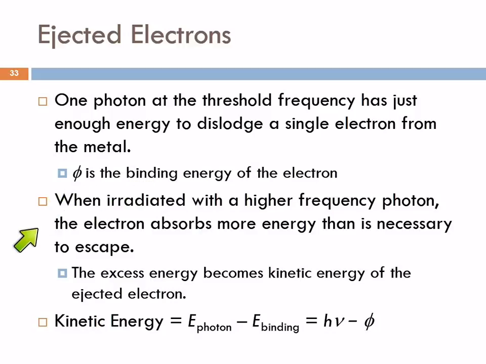So if we irradiate this metal with a higher frequency, the electron's going to absorb more energy than is necessary to escape, but it's still going to escape. What happens to the extra energy? Well, it becomes kinetic energy of the ejected electron. So the kinetic energy of that electron that's getting ejected is going to equal the energy of the photon minus the energy that was binding it.